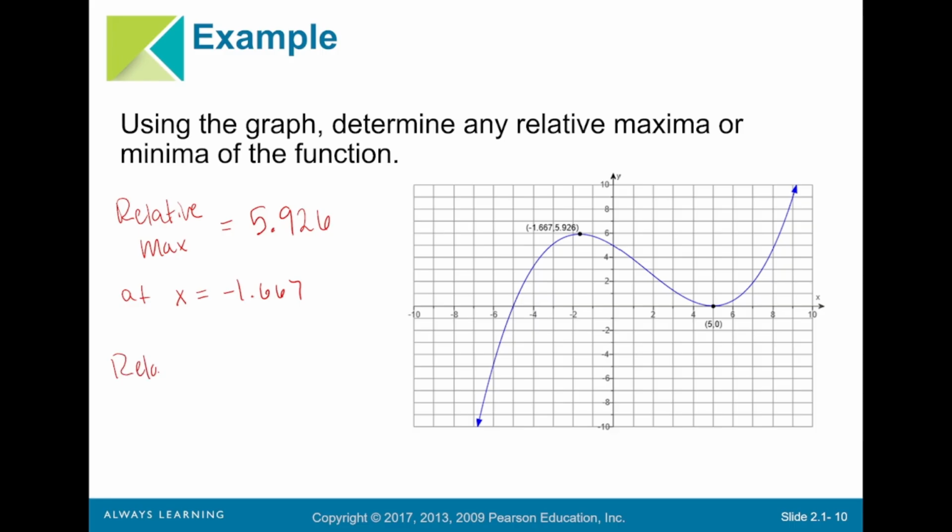Similarly, for relative min, the relative min is 0, right? It lands right here on the 0, and it is at x equals 5, okay? So typically that's how the questions will be asked. You'll be asked, what is the relative min? Well, it's 0. Where is it? The relative min is at x equals 5.